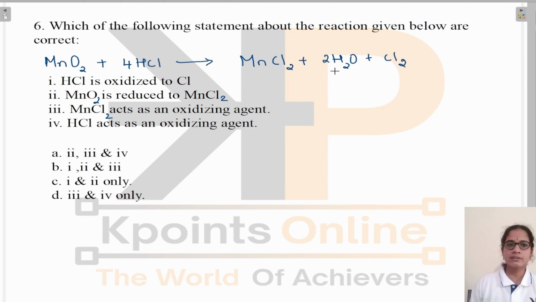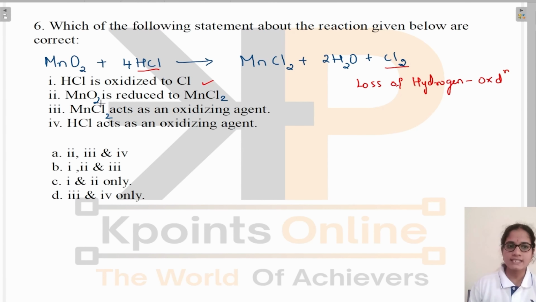See the reaction here. Here they have given the statement that HCl is oxidized to chlorine. Means HCl is oxidized to chlorine. Is it true? Yes. Here there is loss of hydrogen. Loss of hydrogen is oxidation. So yes, this will be correct.